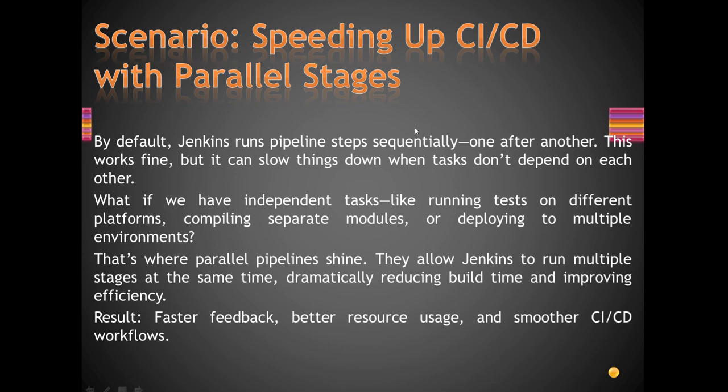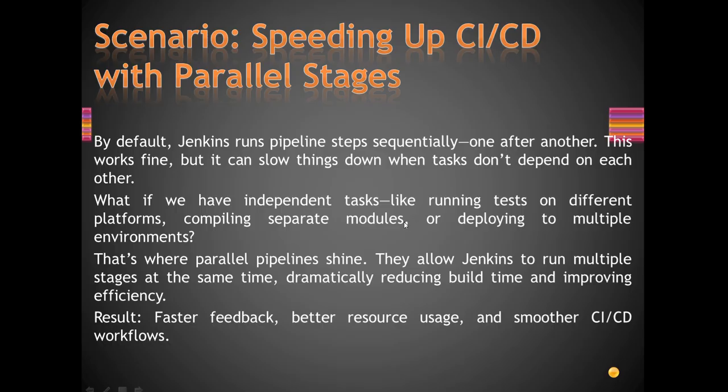By default, Jenkins runs pipeline steps sequentially one after another. This works fine, but it can slow things down when tasks do not depend on each other. What if we have independent tasks like running tests on different platforms, compiling separate modules, or deploying to multiple environments? That's where parallel pipelines shine.